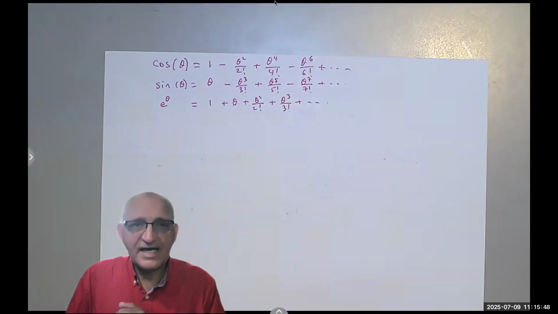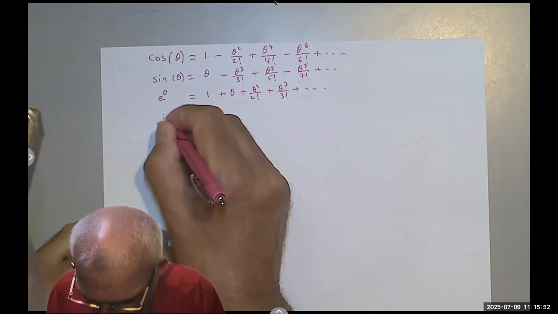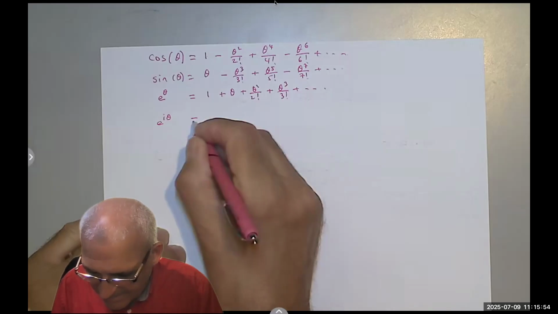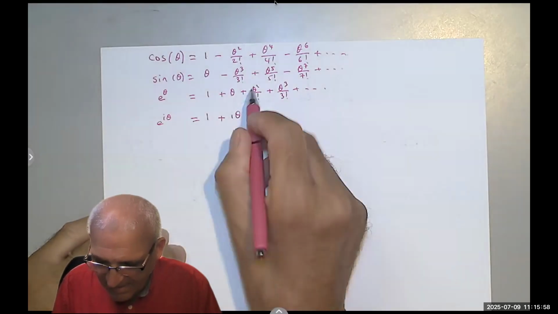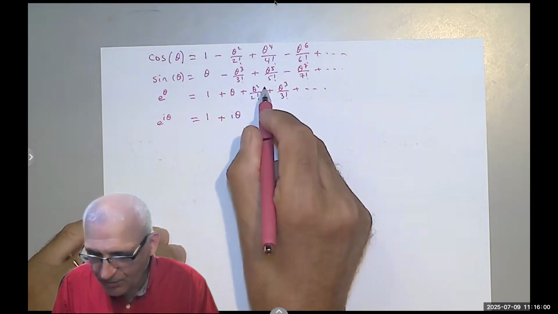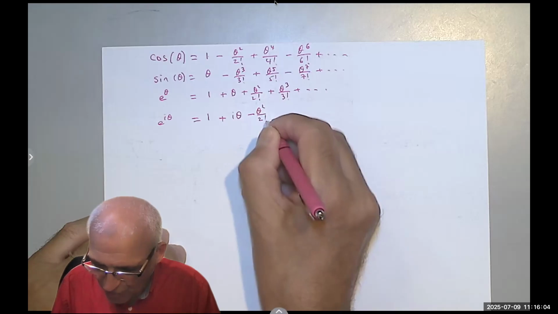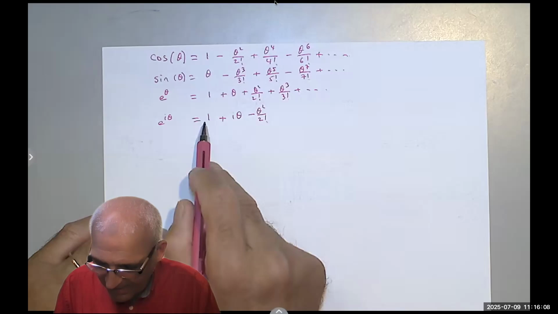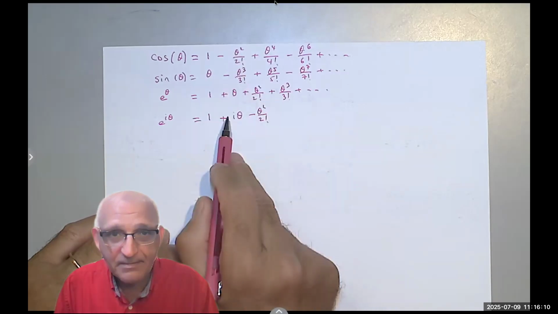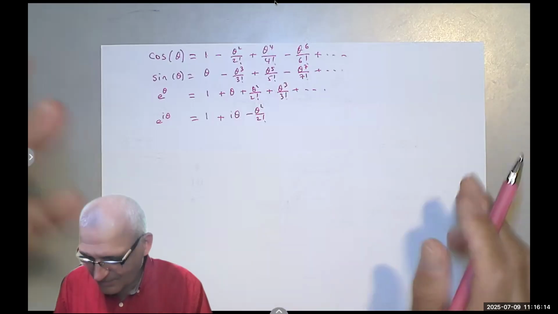And we notice that if I make this e to the i theta, then I will get 1 plus i theta, and then here it would be plus i squared, which is negative 1. So that would become negative theta squared over 2 factorial. I fixed this guy, so now I have the 1. I fixed that, but I messed up that. Let's continue and see if we can fix the other one.